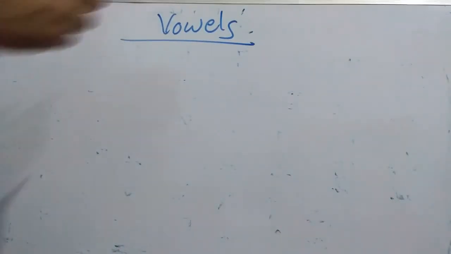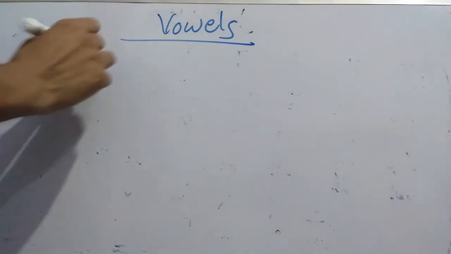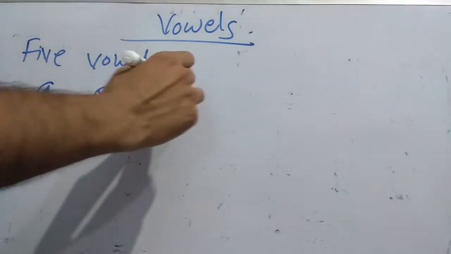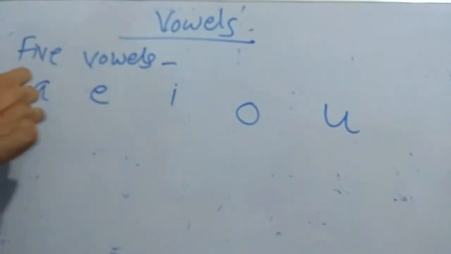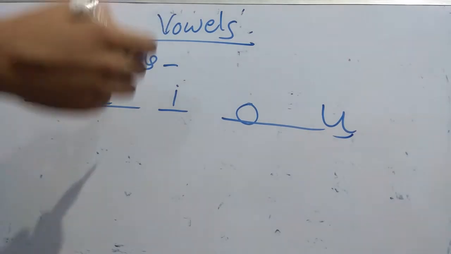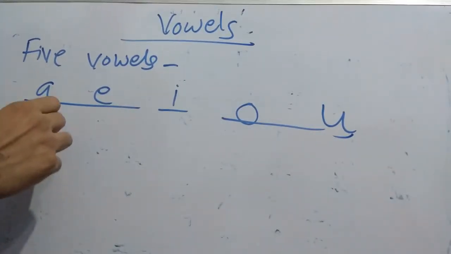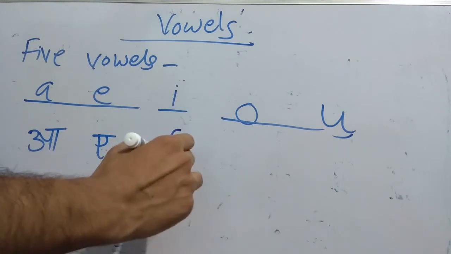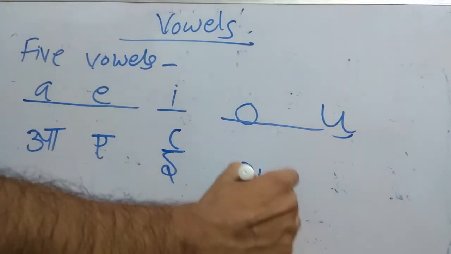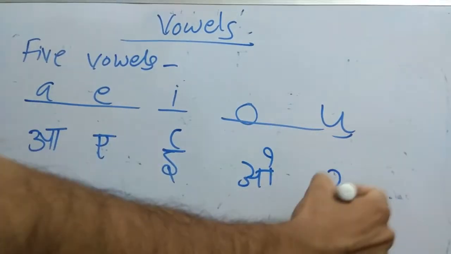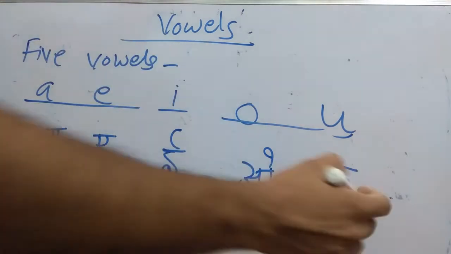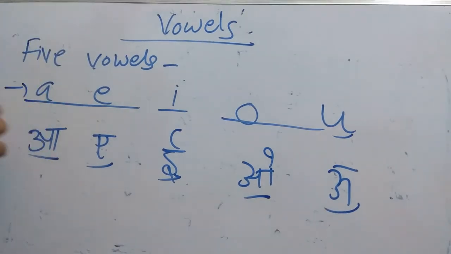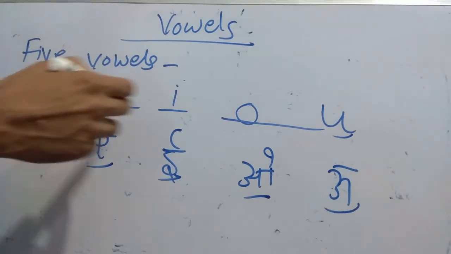Vowels. We know that there are 5 vowels. That is A, E, I, O, U. These are in English. How do we pronounce them in German? A, A, E, I, E, O, O, and U, U. These are the 5 vowels, and we pronounce them A, E, E, O, U.